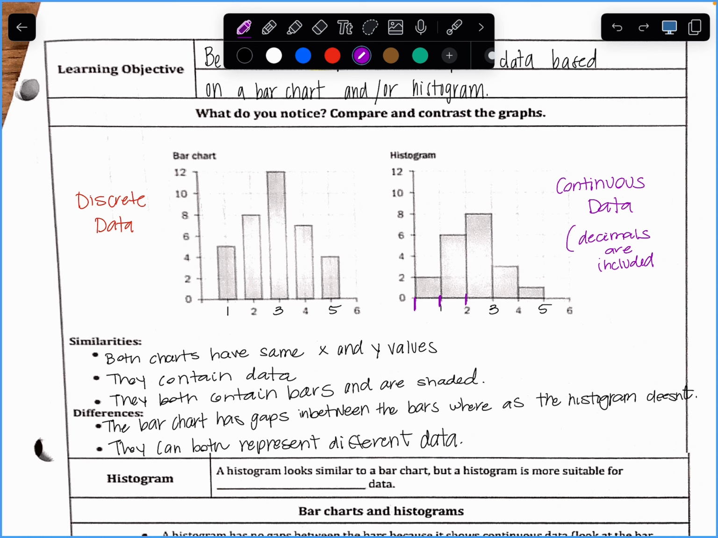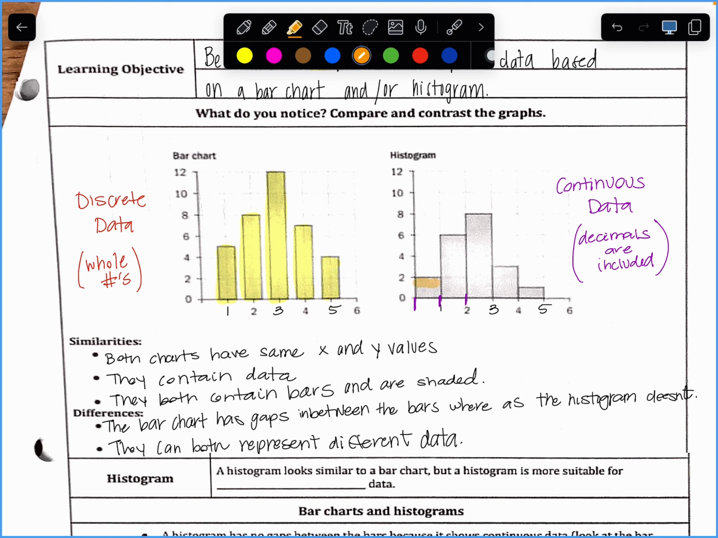Whereas, what about the other one? Do we include decimals? No, because they're on the dot. These are just the whole numbers: 1, 2, 3, 4, 5. Do you guys see that? You can see this is just representing the whole number 1. This is representing the whole number 2, right? It's never going to include 2.3 or 2.5. It just has that specific number.